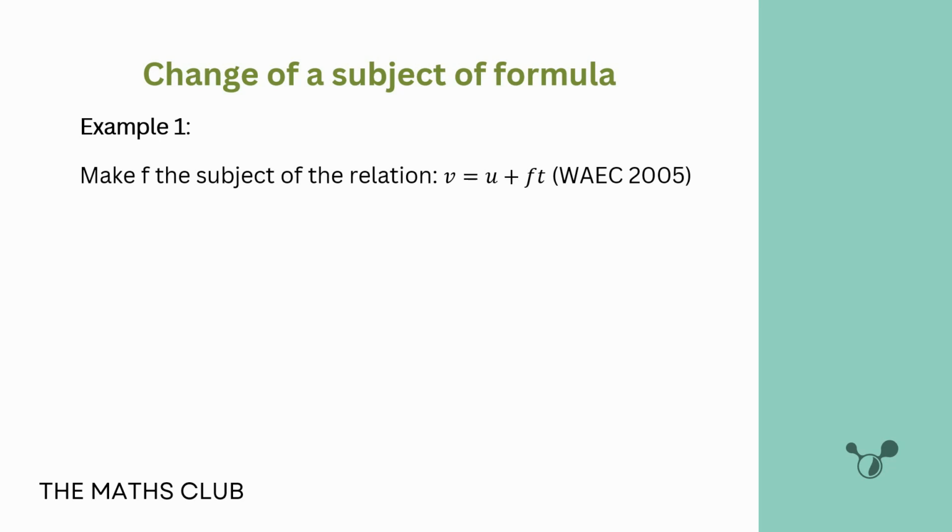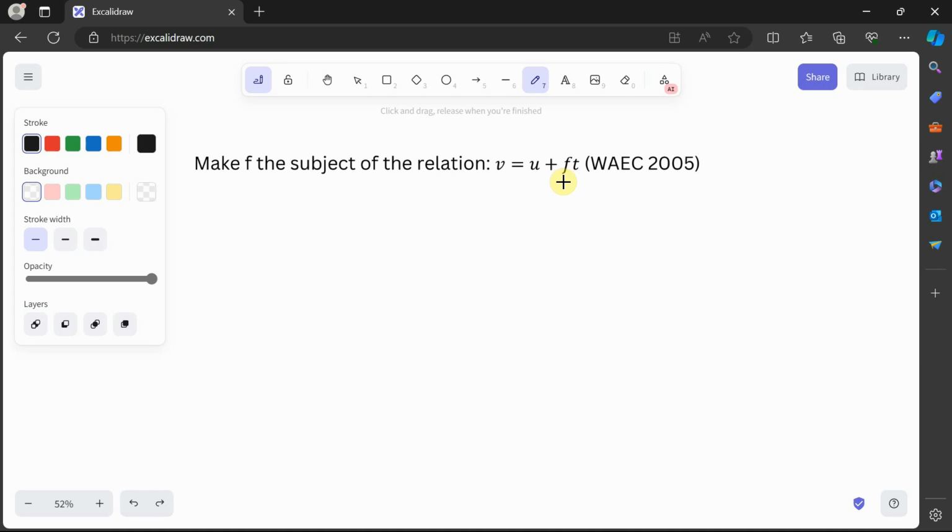Welcome back. Let's solve it together. So we have this. The first thing I want to do is that we want to make anything that is joined with the f to stand alone. So now we have v, which is u plus ft. So we want to make this ft stand alone. So I'll just say ft is equal to, I'll take over this u to the other side. That will be v minus u.